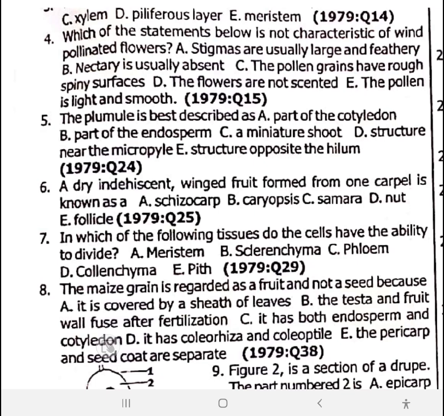The maize fruit is a dry, indehiscent fruit having its testa, T-E-S-T-A, and fruit wall fused after fertilization. Then put a hyphen in front of it, or equal to, caryopsis, C-A-R-Y-O-P-S-I-S, caryopsis. There's a reason why I gave you this. A lot of the questions would ask about caryopsis.